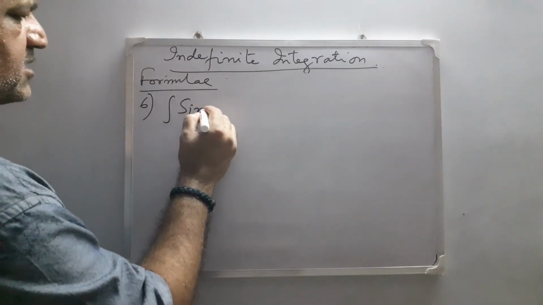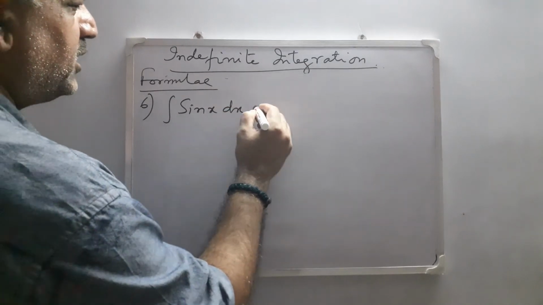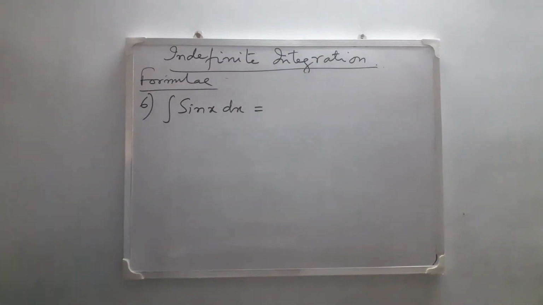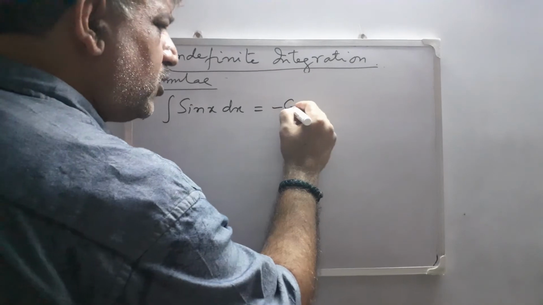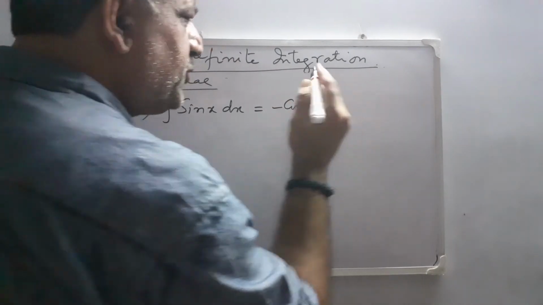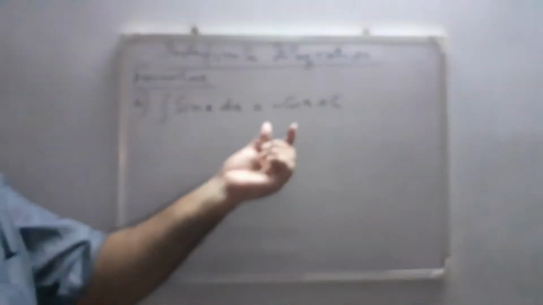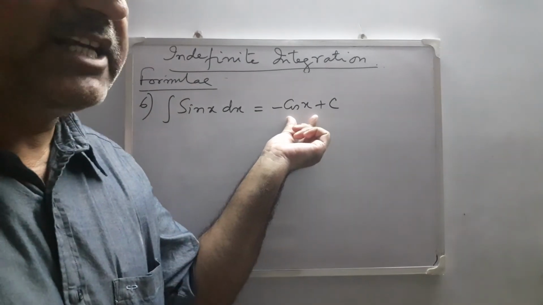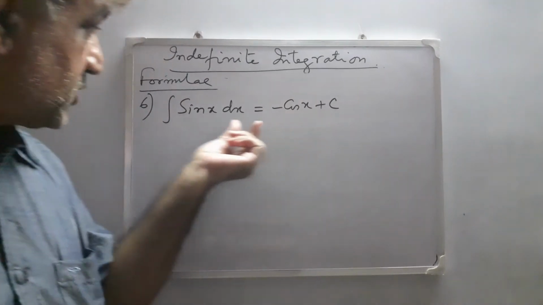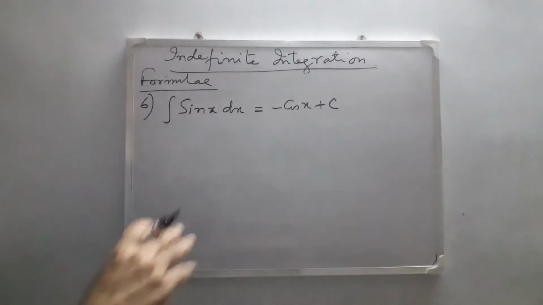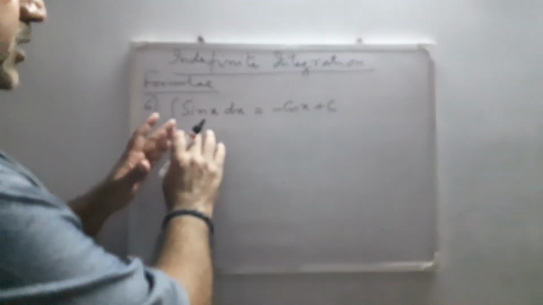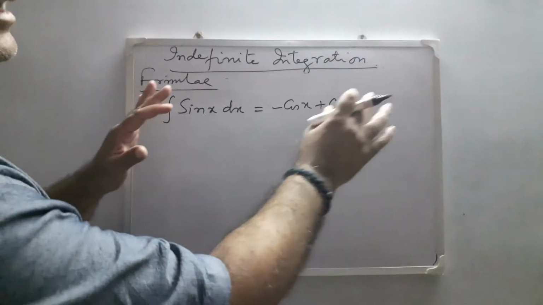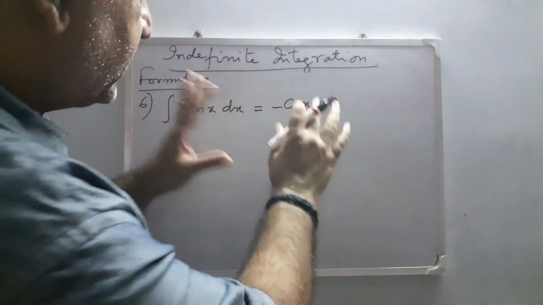Integral sin x dx is equal to minus cos x plus c. Why? You just think over it. Differentiation of cos x is minus sin x. So minus minus plus, and that's why we will get plus sin x here. So whenever you want to write a formula for anyone, you should check in this manner.